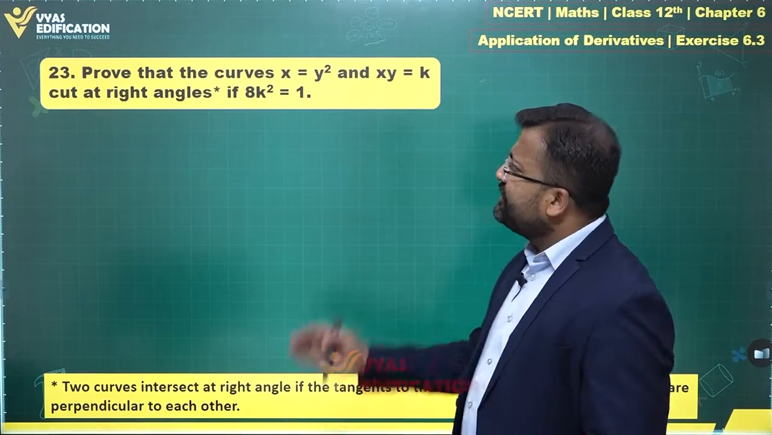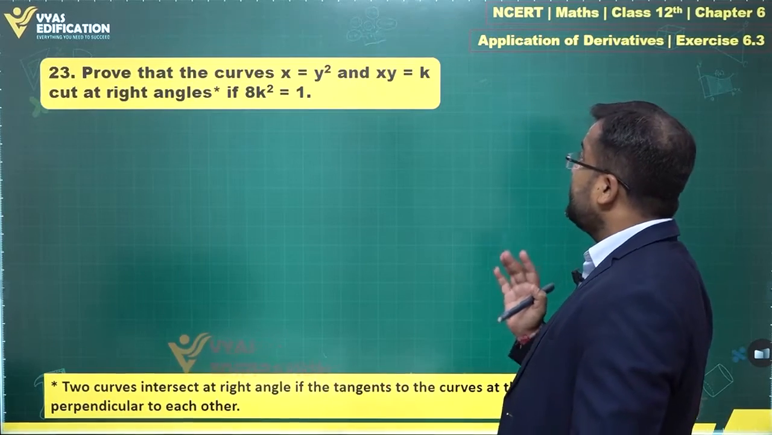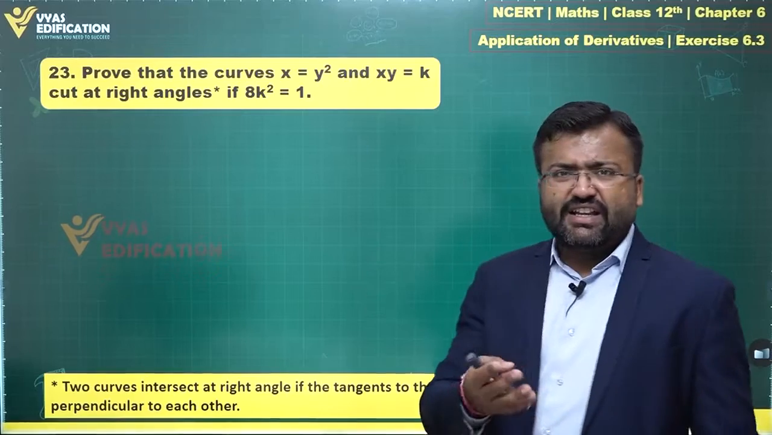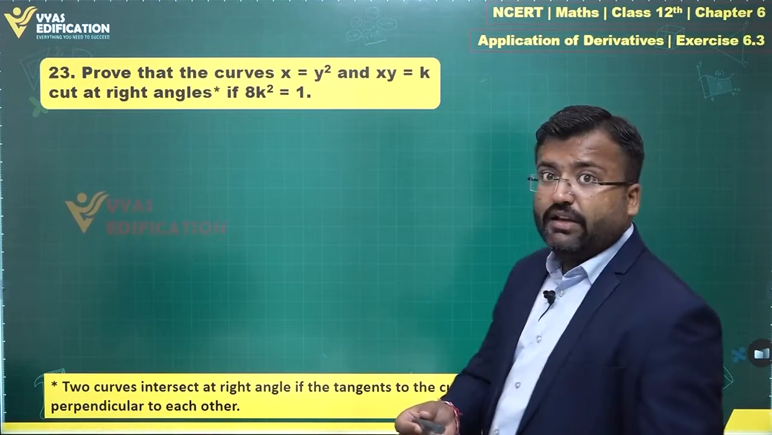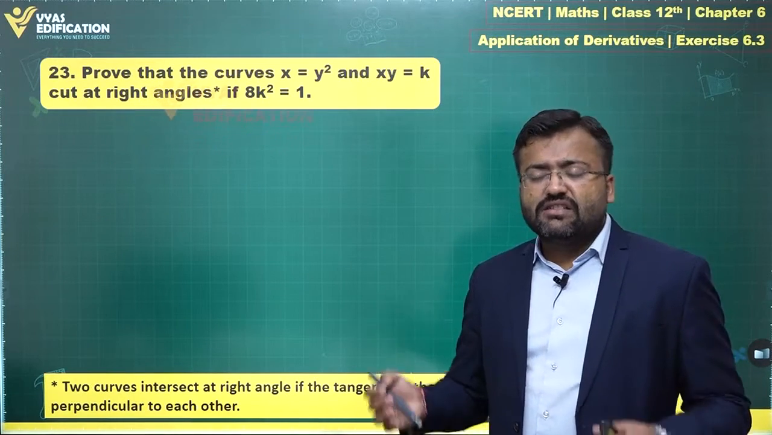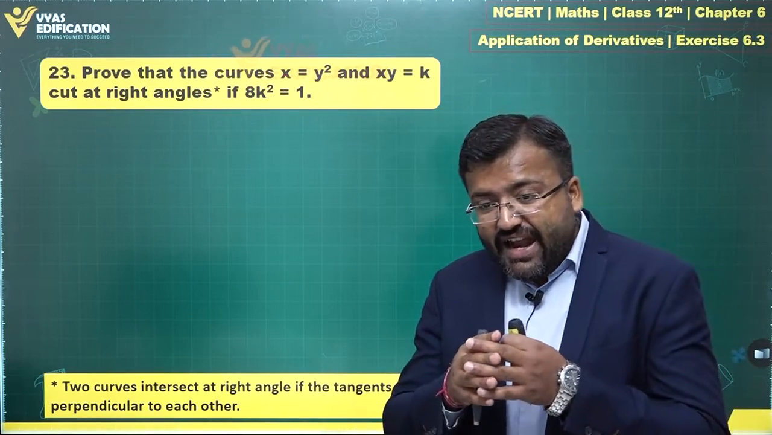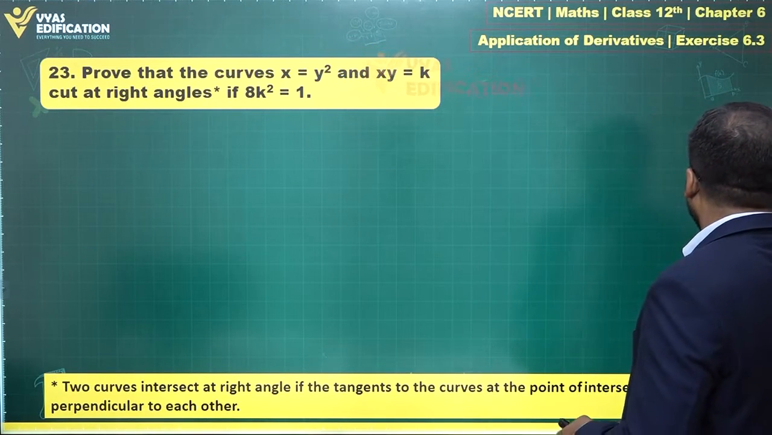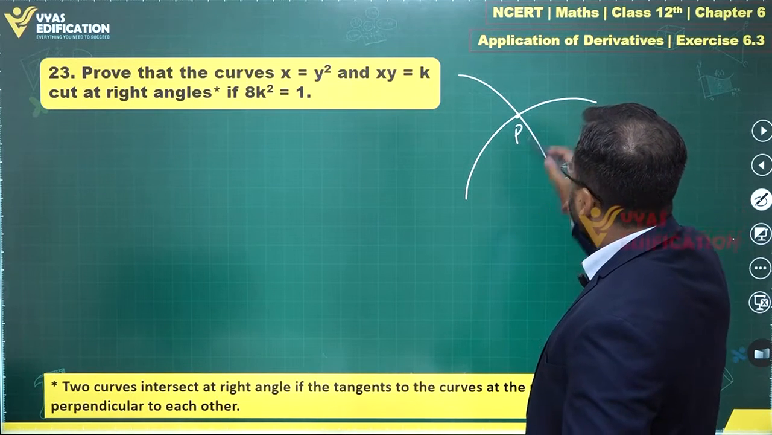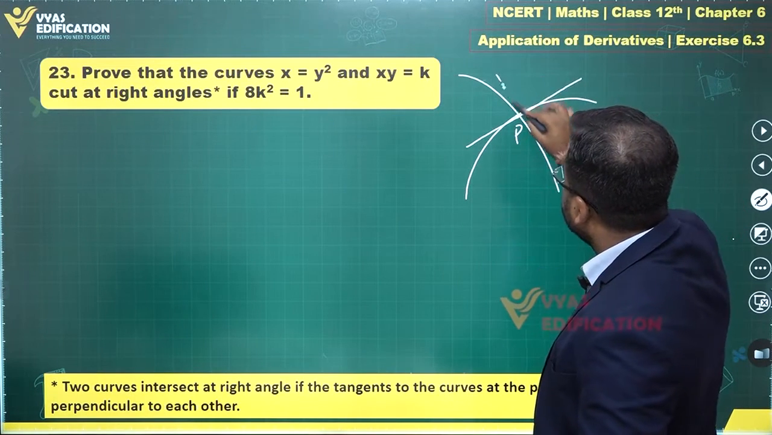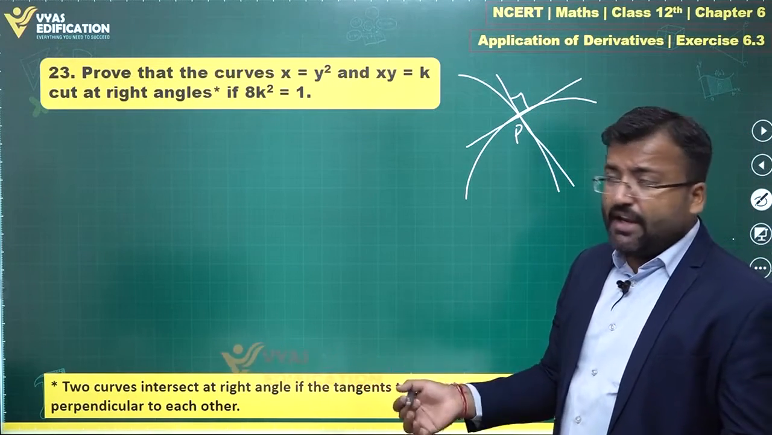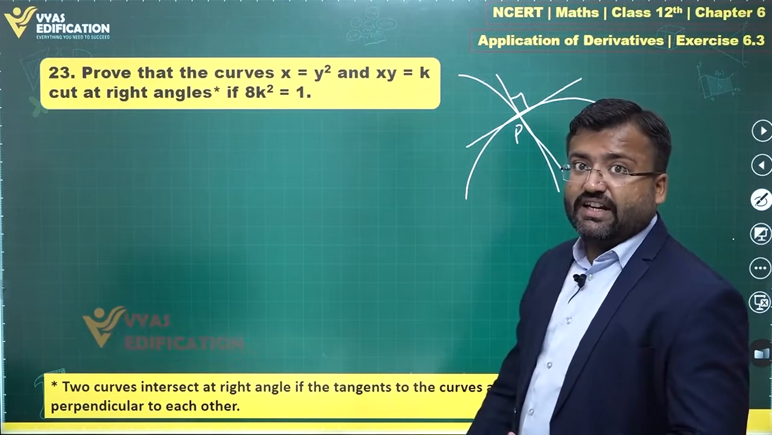Question number 23 says, prove that the curves x = y² and xy = k cut at right angles. Now, right angles is something which is explained, given as a hint and star mark in the NCERT textbooks as well: if 8k² = 1. Now, what do you mean by right angles? It simply means that at the points of intersection, for example, if you have two curves intersecting at some point P, then the tangent to the first curve and the tangent to the second curve at the point P must be at right angles. That's the meaning of intersection at right angles, cut at right angles, right?